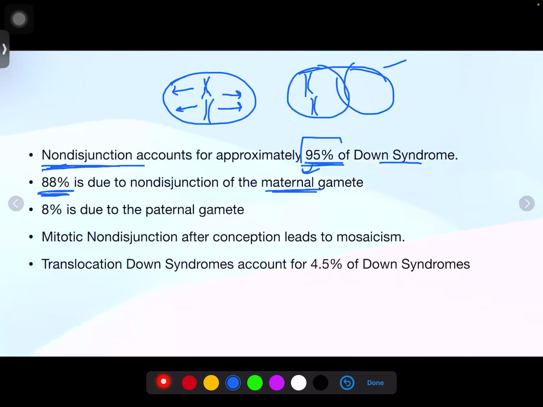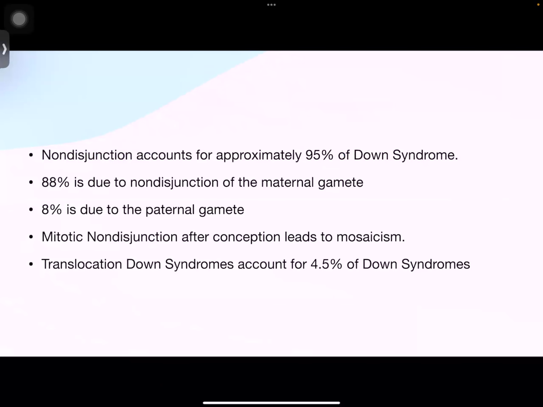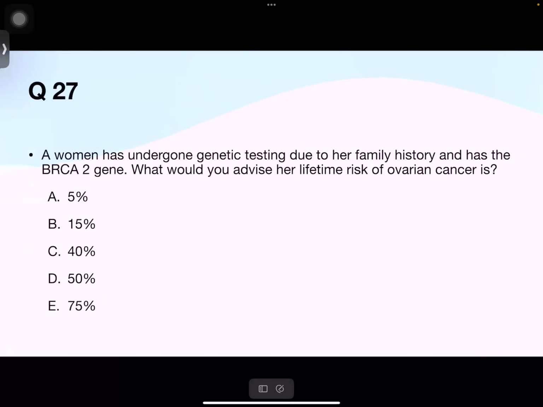So it is actually an important mechanism for these syndromes. 8% is just due to the paternal gamete, and mitotic non-disjunction after conception leads to mosaicism. And translocation is also important, accounting for approximately 3 to 4% of Down syndrome. And Robertsonian translocation is there.